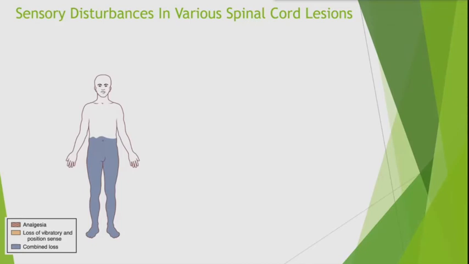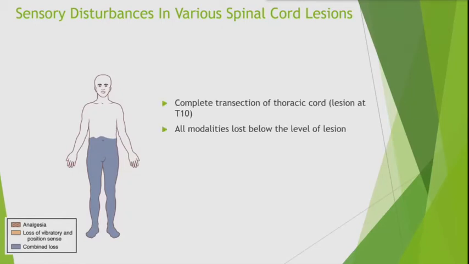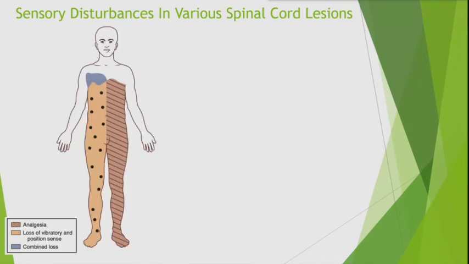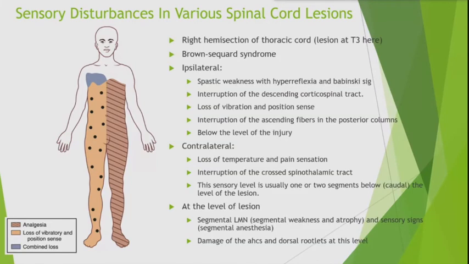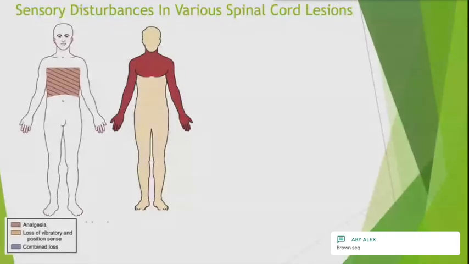Sensory disturbances in various spinal cord lesions. So you find patterns like this. Complete transverse thoracic cord lesion, as you already said, all modality sensations are lost. Now, what is this? Weakness on one side, sensory loss on the opposite side, a band of hyperesthesia, Brown-Sequard syndrome. Okay, no problem. And this is cape-like distribution, you said.